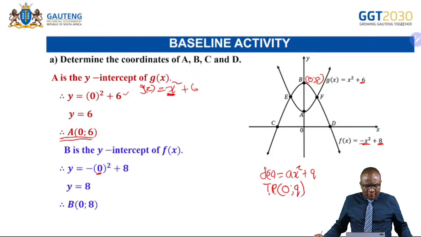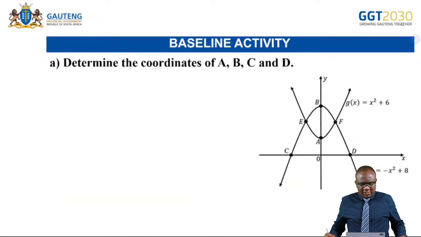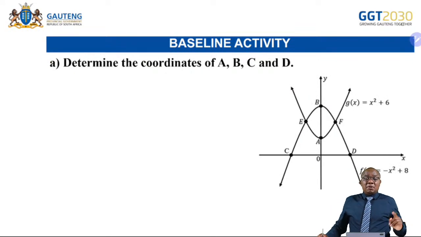Right. Now, I want us to move on to the next two points, which are C and D. Let's find the coordinates of C and D. Remember to ask yourself this question: what is C? What is D? I'm going to give you 2 minutes. Let's try.